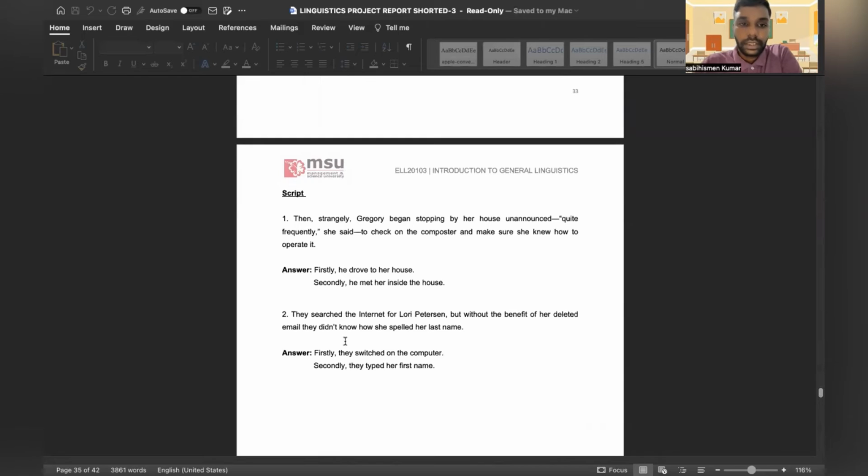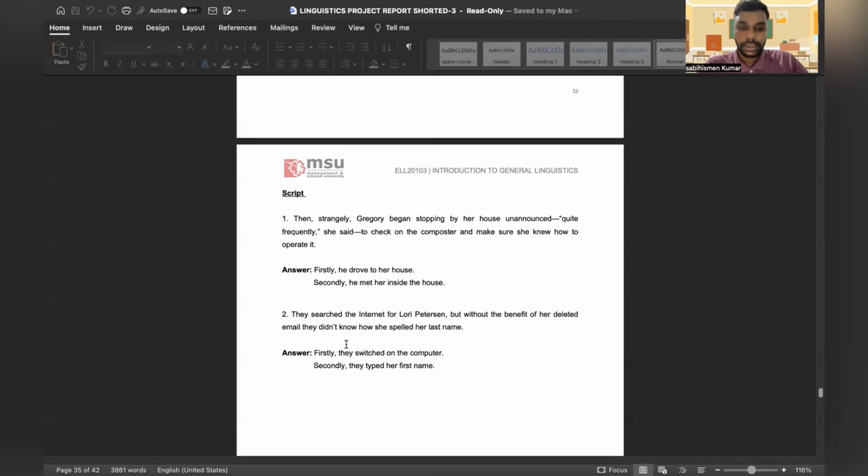Moving on to the script. The script is known as the sequence of events. "Strangely, Gregory began stopping by her house, announced, quite frequently, she said, to check the composter and make sure she knew how to operate it." The answer would be: first he drove to the house, secondly he met her inside the house.